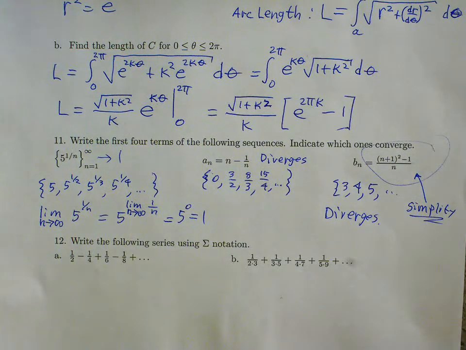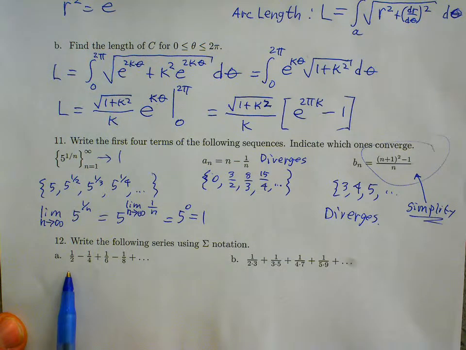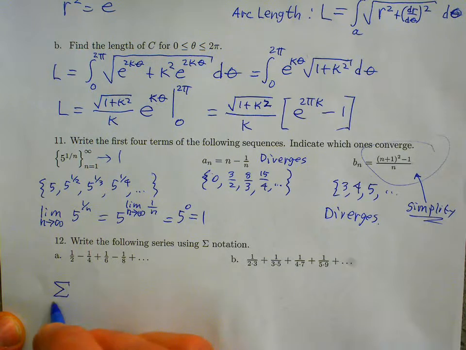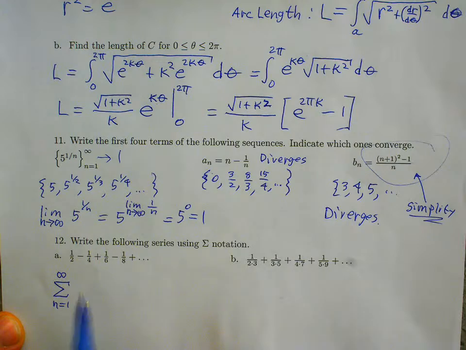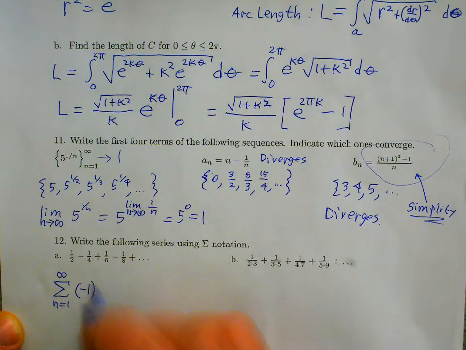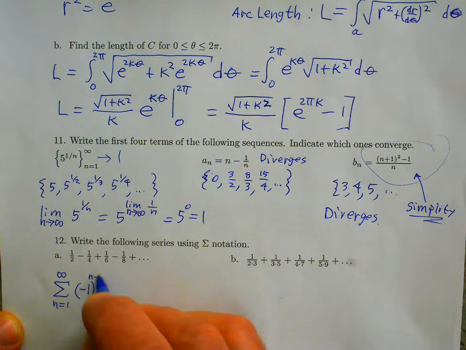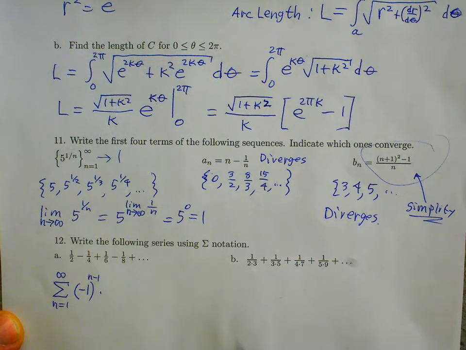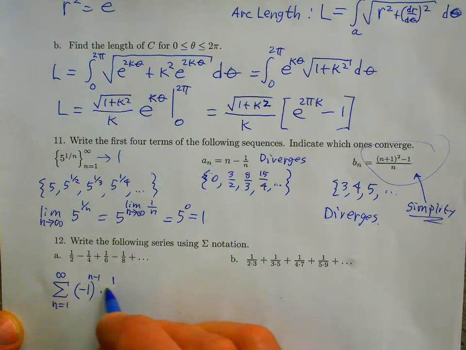Okay, for the next ones, write the following series using sigma notation. So this first one: 1/2 minus 1/4 plus 1/6 minus 1/8. If we start at n equals 1 and go to infinity, since the terms alternate, positive, negative, the first term is positive, so write (-1)^(n-1). And then it looks like 1 over what?